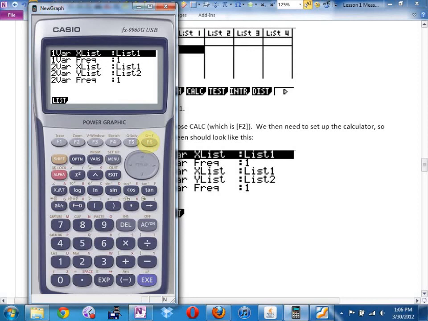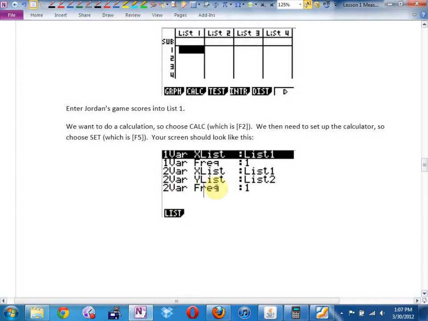And what we need to do is tell the calculator what list we typed the data in. What list did we type the data in? List number 1. If you had typed it into list 2, you could press the list button and it lets you tell it which list you typed it in. But we typed it into list 1. And we didn't do a frequency table. Everything was just entered once. So by default, the frequency is 1, or F1. So your screen should look like that.